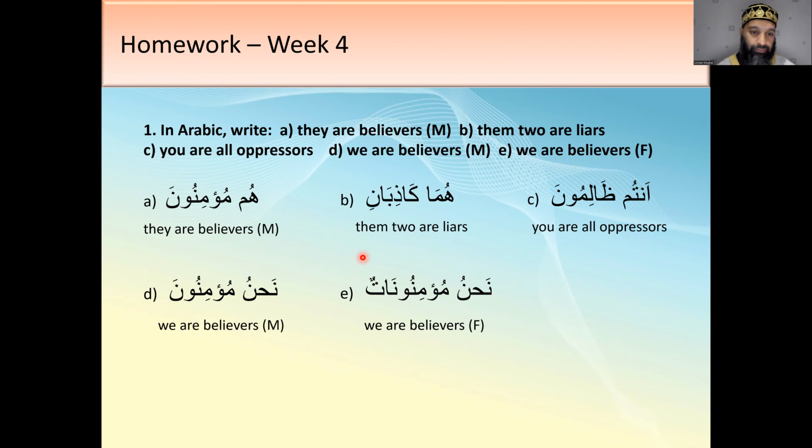So the first one, hum, means they all. Mu'minun, they all are believers. Hum is the main thing, you remember? Hum means they all, and then mu'minun is believers. B, them two, so it'd be huma. Remember that the third person pronouns all start off with ha.